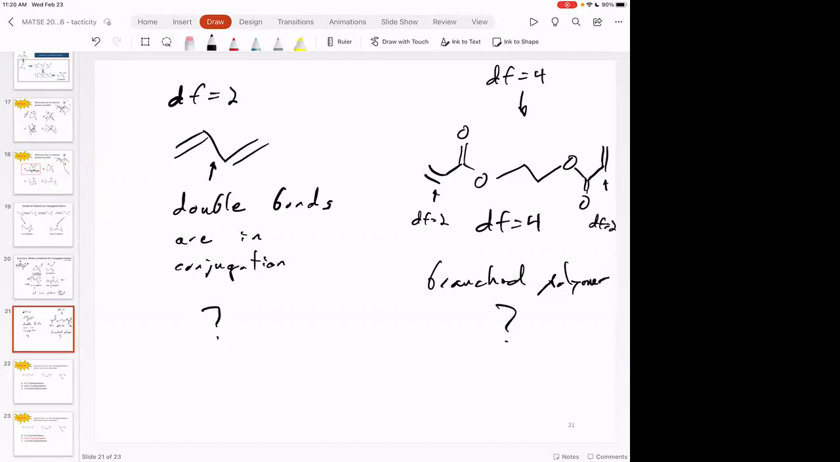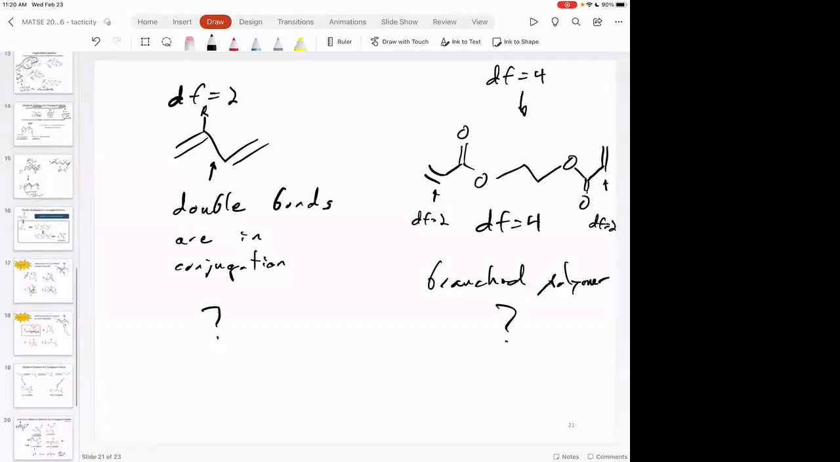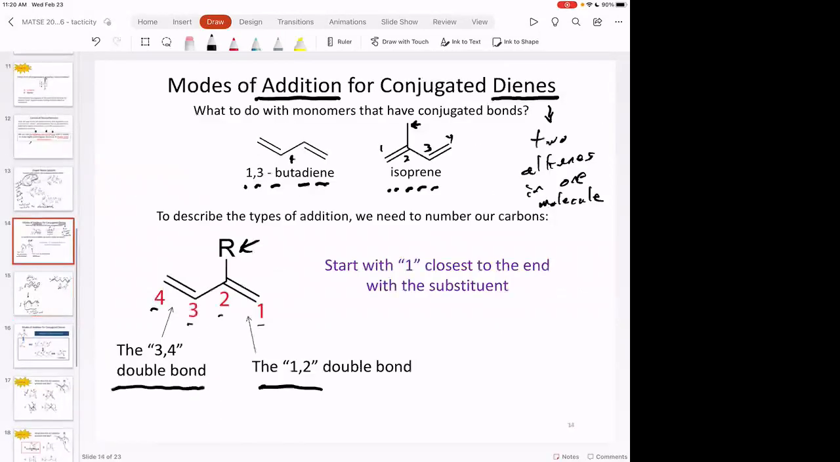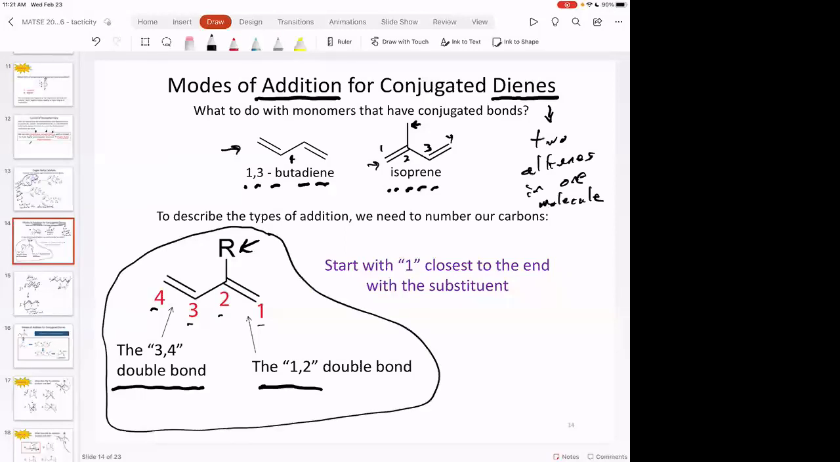You need to have some sort of carbon-carbon double bonds in conjugation. And the only way in this class that we're going to learn how to do these diene polymerizations is either 1,3-butadiene or something like this, isoprene, but every diene structure in this class is going to be something like this. So it's going to have a butadiene framework and maybe one substituent on it.